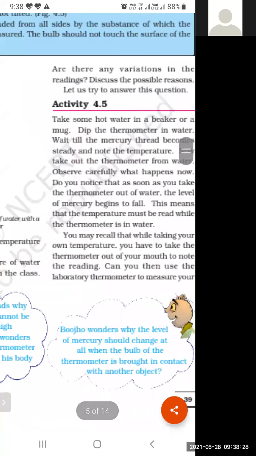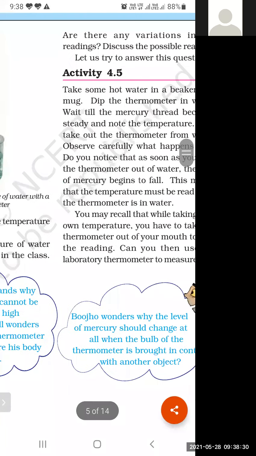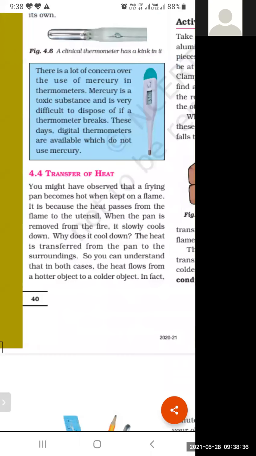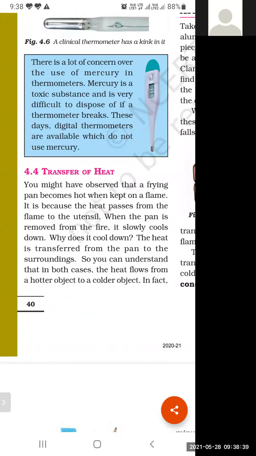Heat transfer. You might have observed that a frying pan becomes hot when kept on a flame. We are cooking in a pan known as frying pan. It becomes hot when kept on flame. It is because the heat passed from the flame to the utensil. Obviously, the heat of the flame will be passed into that utensil or frying pan.